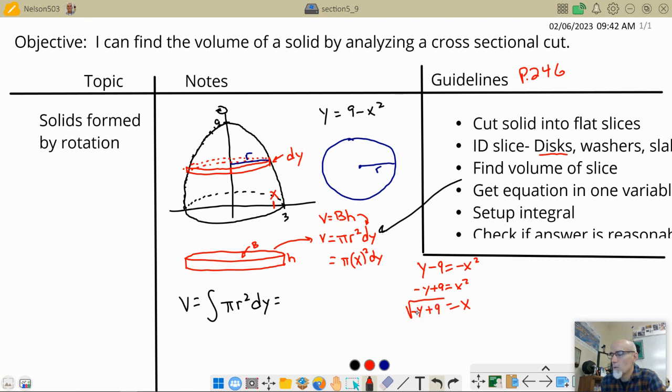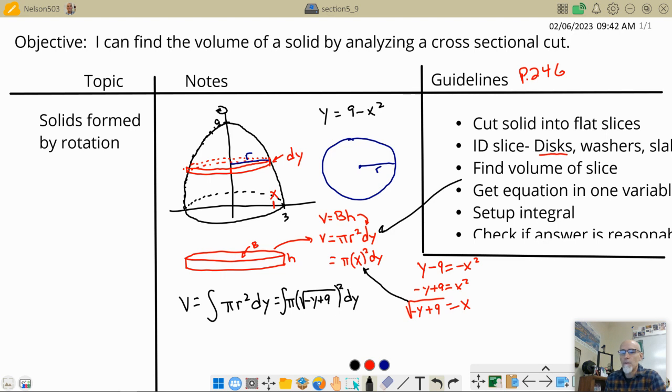Now, why in the heck did I do all that work? Because I can't have an x and a dy. I can't have an r and a dy in my integral. I'm going to have it all in terms of one variable. So I think I can do that right now. I'm going to substitute that guy in for x, and I would get pi times the square root of negative y plus 9 squared dy.